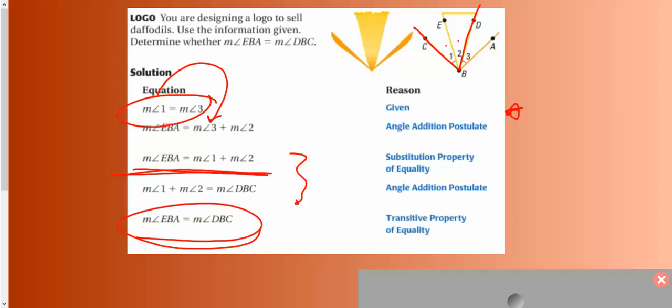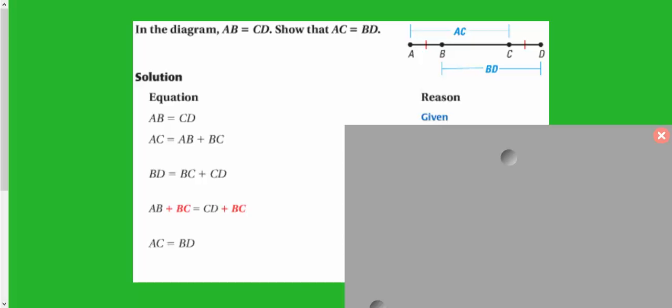Now this may seem like a lot, and it should, because this is a proof, but we're going to be working with proofs all year, and so we're just going to keep practicing and slowly building on them. All right, and then here's another one. AB equals CD. So that's our given. That's this first statement right there. They're going to give you something. AB equals CD.